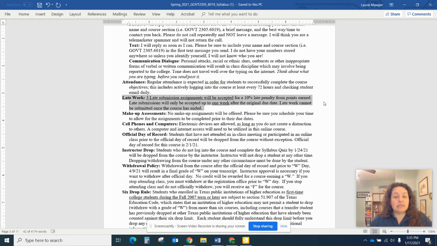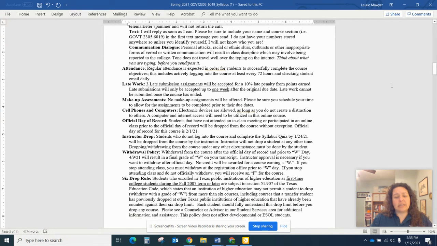3 late assignments for a 10% penalty from points earned up to 1 week after the original due date. So please make sure that you are getting that stuff turned in on time. And if not, then on time within that 1 week. If you experience extenuating circumstances because of COVID and can provide documentation, again, we can work something else out. There are those big, huge problems that arise, unfortunately, in life. So I reserve that right as well. No makeup assignments. If you don't like an assignment and you just don't do it, you get a 0 for it. Sorry.